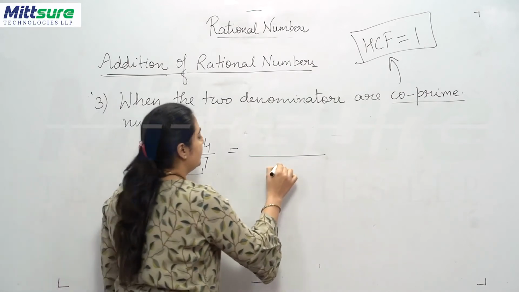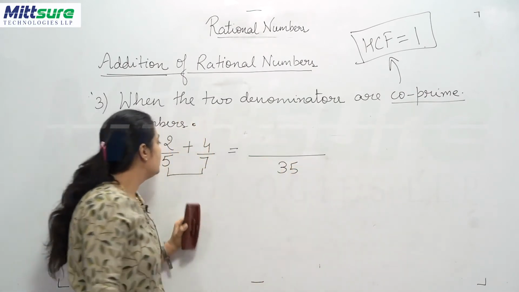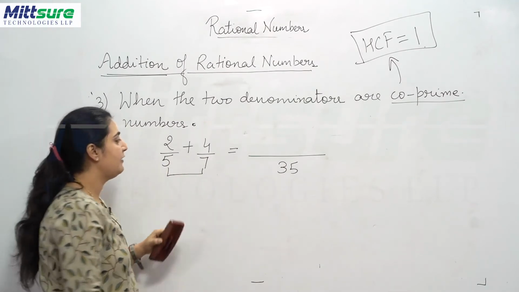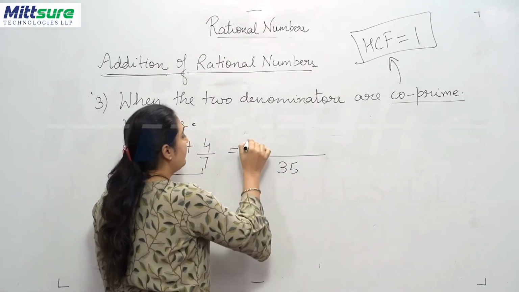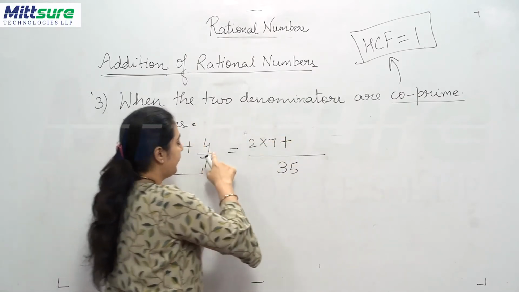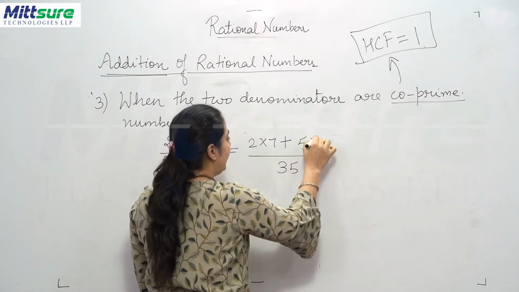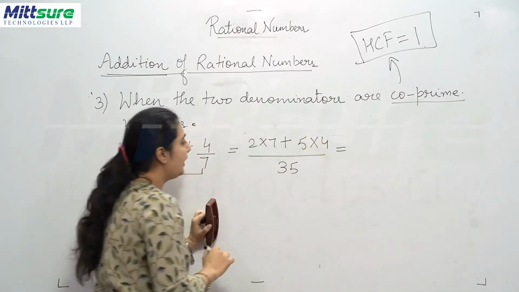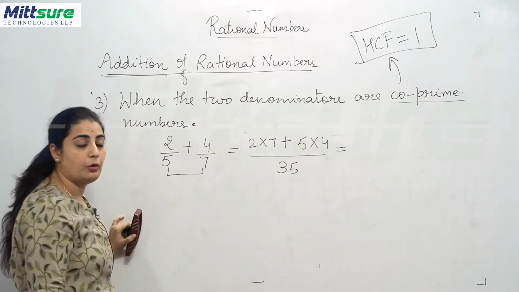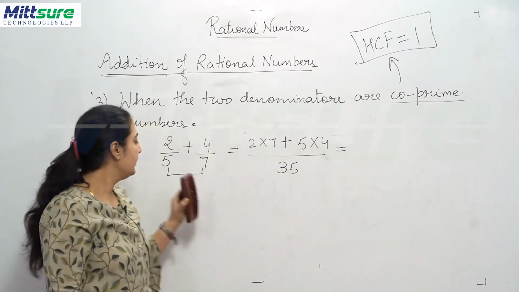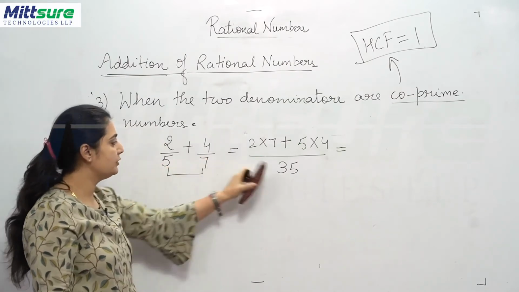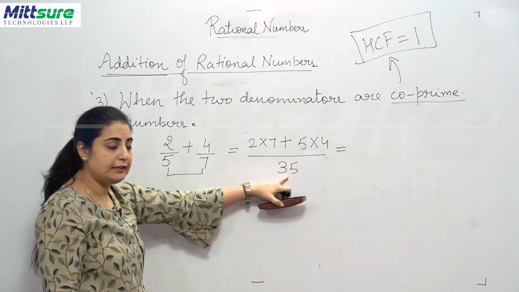I will get 35. So, again I have to change. This 35 divided by 5 gives you 7. 2 multiplied by 7 plus, here, 5 multiplied by 4. Okay, so see, you have interchanged the denominators. What is the condition which you have got? Here you have multiplied the two denominators and you have got 35.